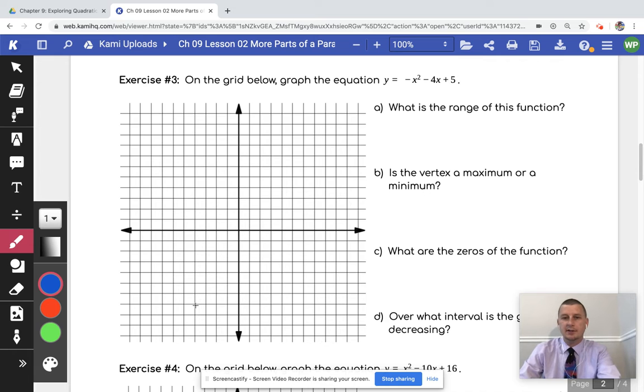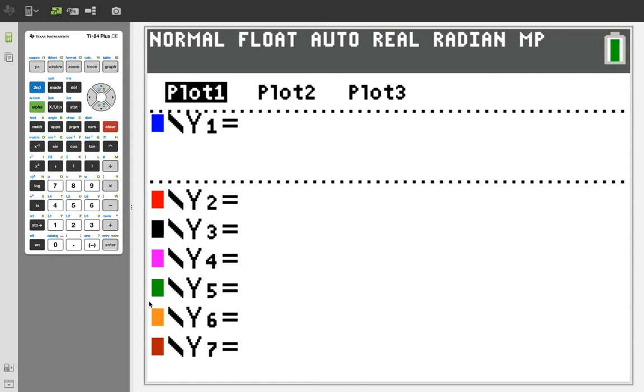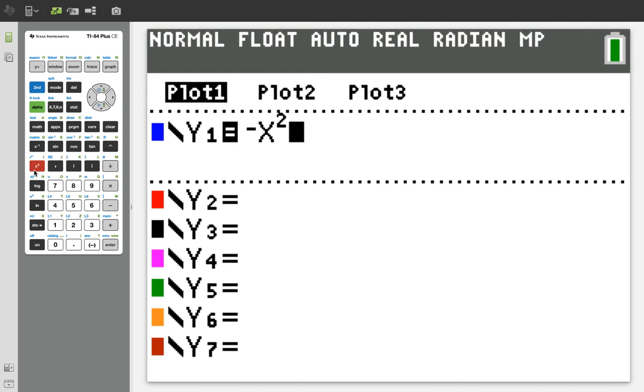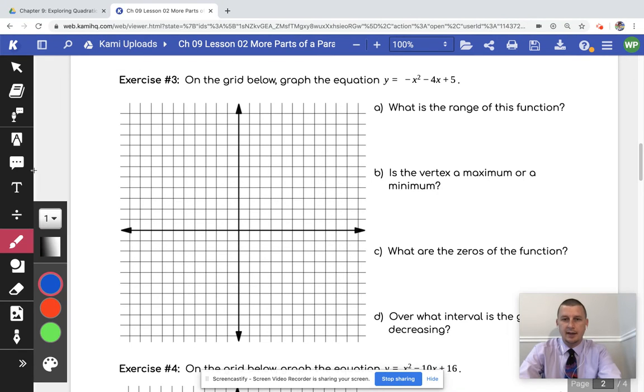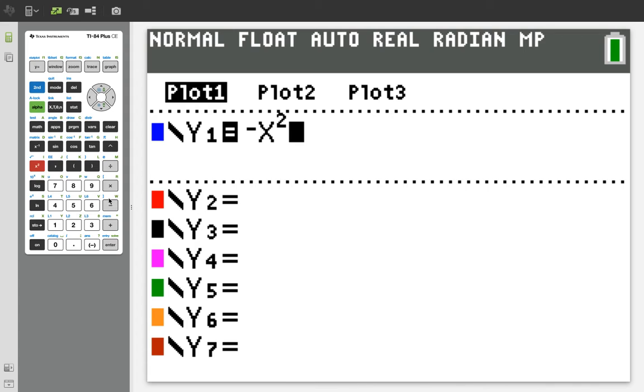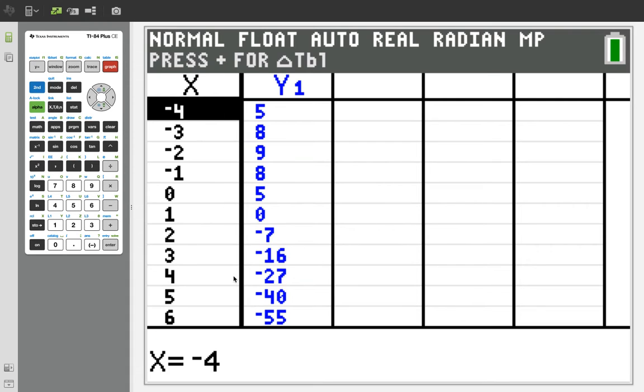What I'm going to do is go to y equals on my graphing calculator, and start off by putting in negative x squared, and then minus 4x plus 5. And now I'm going to bring up my table of values so I know what points I'll be graphing. And I'm going to be graphing all the points that fit on my coordinate plane right here.